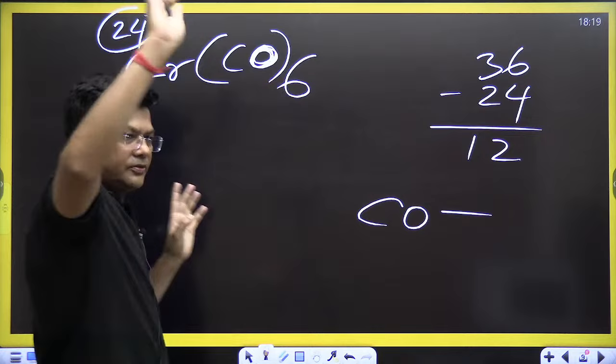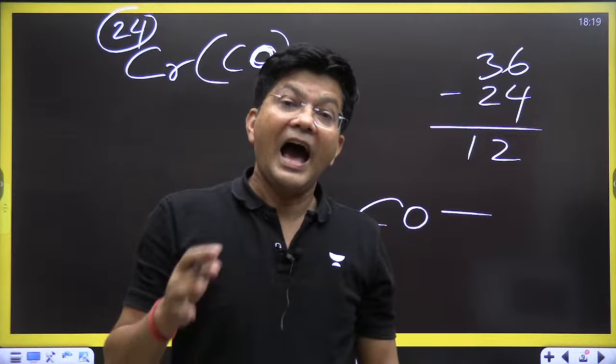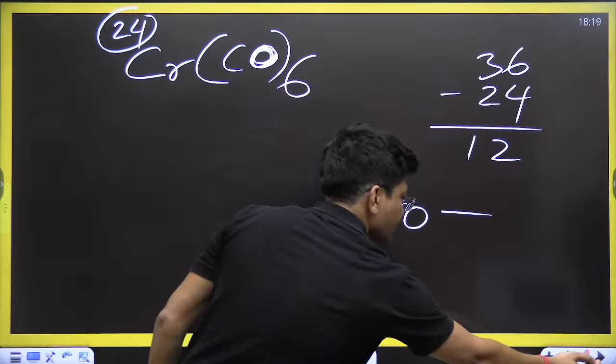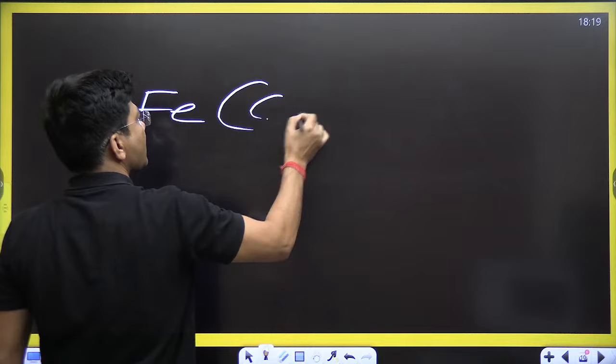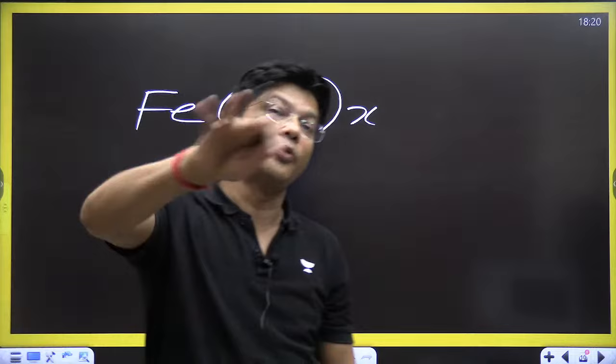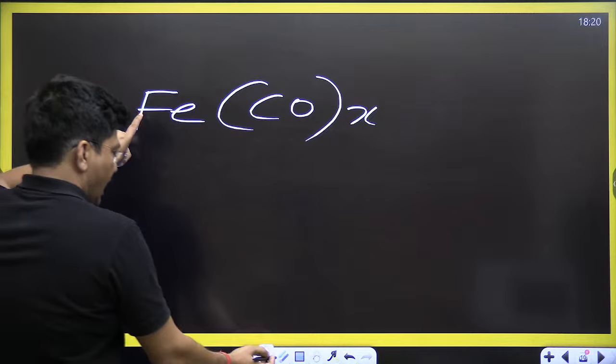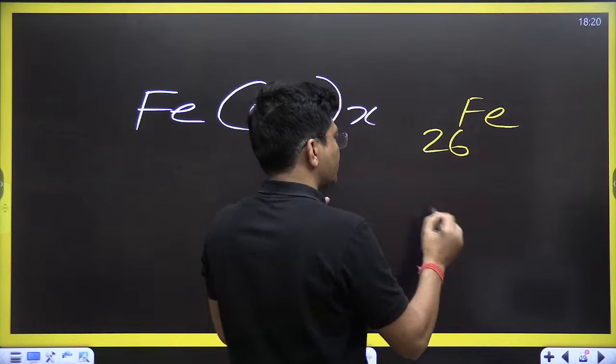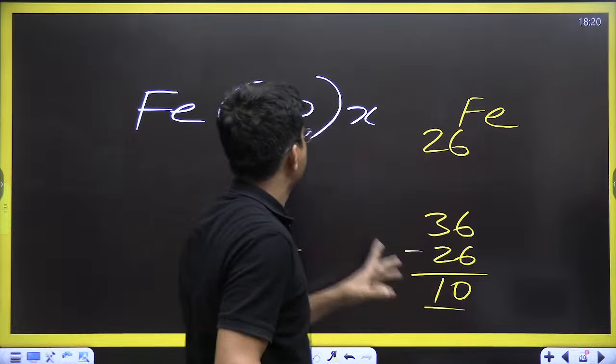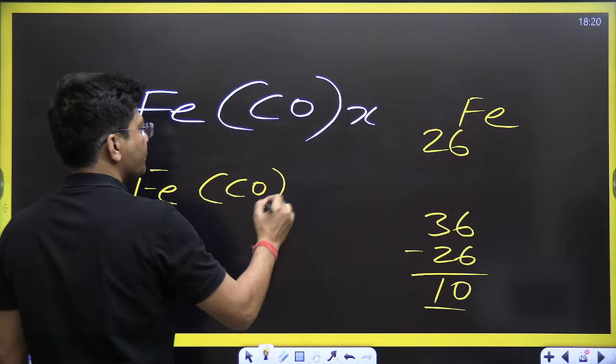Now, if I say I'm having iron, see kids, if we are provided with iron and the examiner is asking how many carbon monoxide it should have to make it 36, equivalent to noble gas configuration, let me know kids, iron has atomic number 26. So 36 minus 26 comes out 10. So half of 10 is 5. So the value of X will be 5. So it is having noble gas configuration and it is stable.